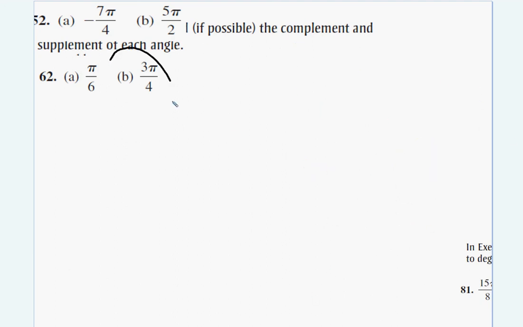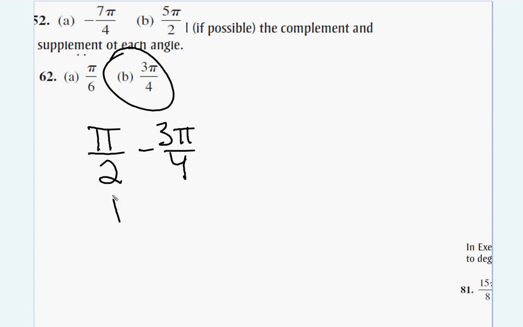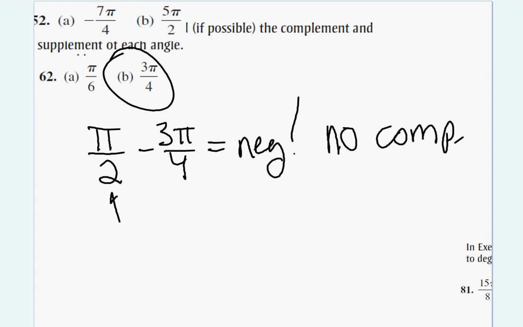Letter B, 3 pi over 4. So our complement is pi over 2 minus 3 pi over 4. So remember, pi over 2, that's a 1/2. This is 3/4. If we subtract that, we're going to get a negative answer. Remember, we have to have positive angles, so this angle has no complement.